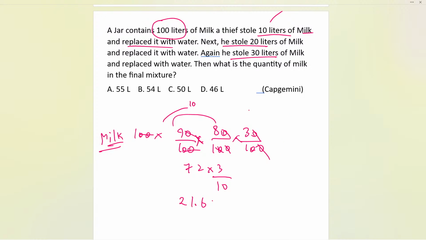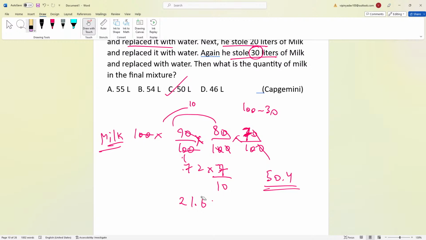Acha, we have a small change over here. This is 30 now, so we have to do 100 minus 30. Here we have to write 70. So now 70, 7 we are multiplying. So 7 times 2 is 14, 4 times 7 is 28, and 50.4 is the answer, which is C, the correct answer that we are getting. Okay, so that is the part we have.